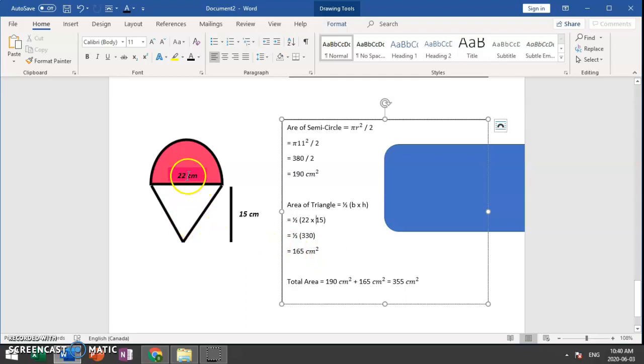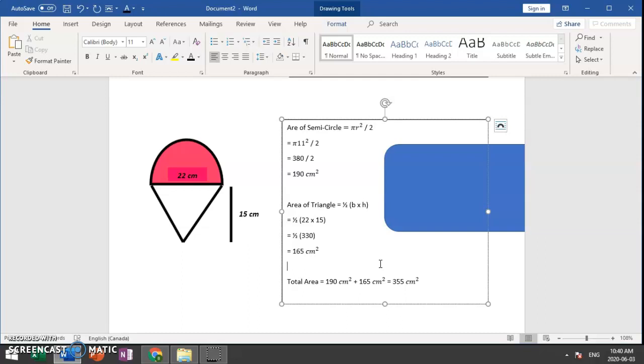Want to find the area of the total? We've got to add them together. Total always means add, right? 190 plus 165 equals 355 centimeters squared is the area of the entire ice cream cone with the ice cream on it. So I'm going to post this video, watch it, go over it.